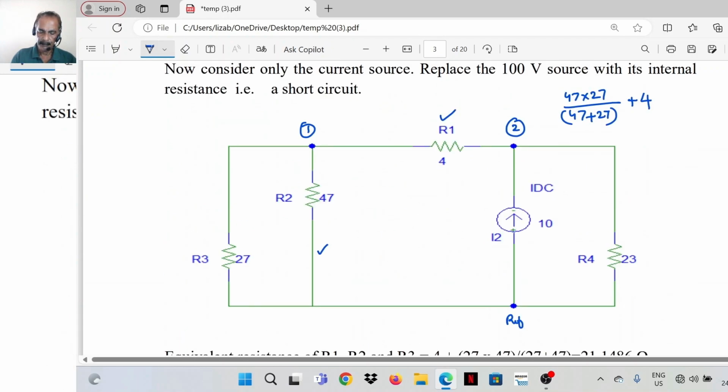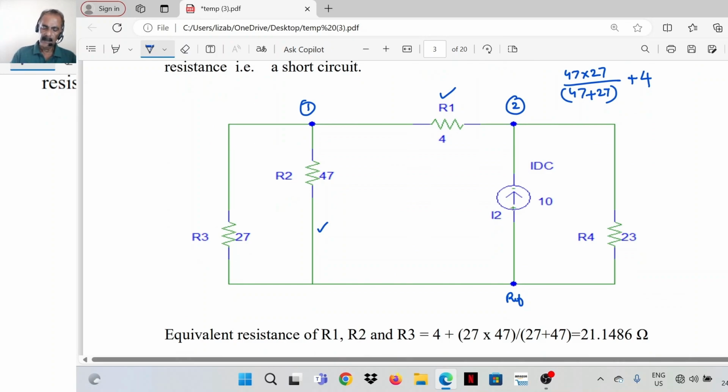Okay. This is the resistance on the left side. Right side, it is 23. So the equivalent resistance of R1, R2 and R3, that is 4 plus 27 into 47 divided by, that is 21.1486. This is 21.1486 ohms. Right side, the resistance value is 23.